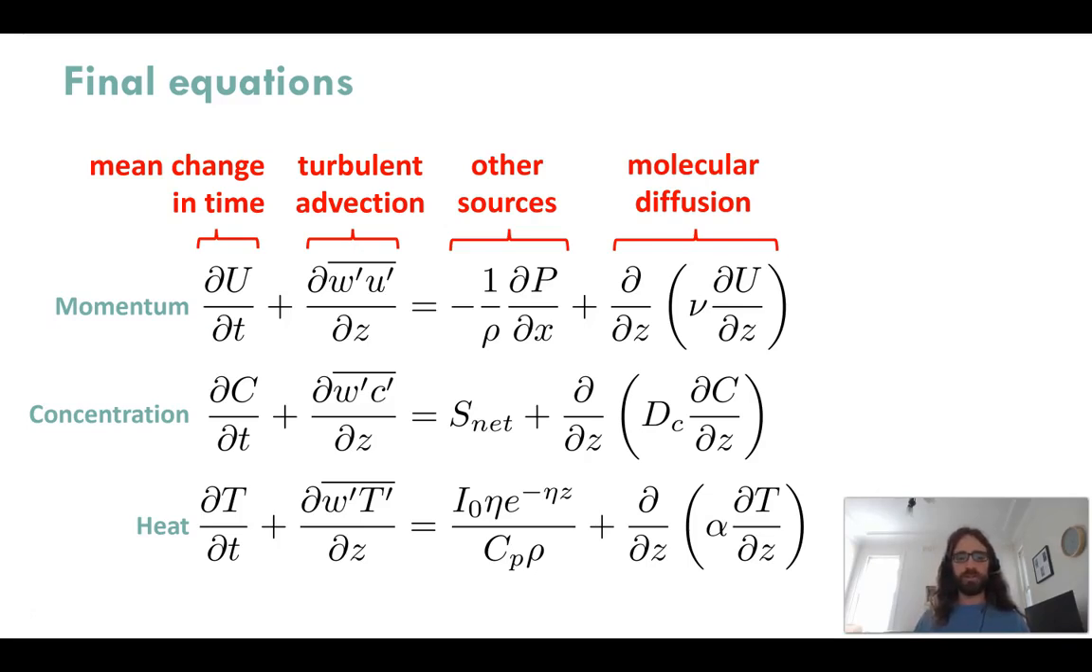So the only thing that's really changed throughout all of these steps is that we've taken our material derivative, this rate of change in time along the path of the flow, and we've separated it into two contributions. The first is a mean change in time, and the second is this net effect of turbulent fluctuations that arises through nonlinear interactions within the fluid that occur across space.